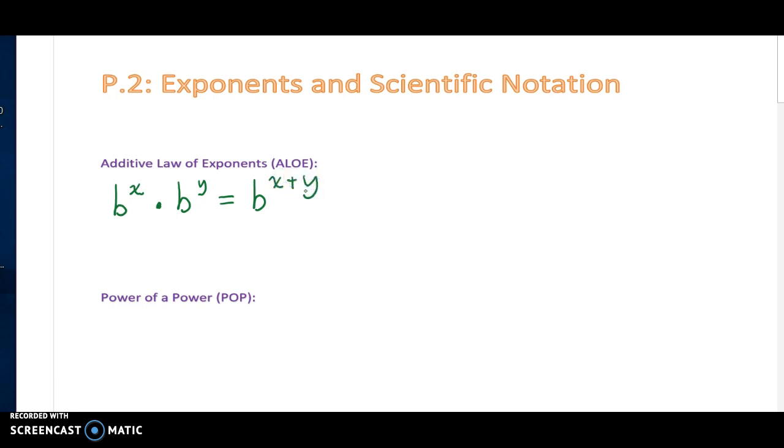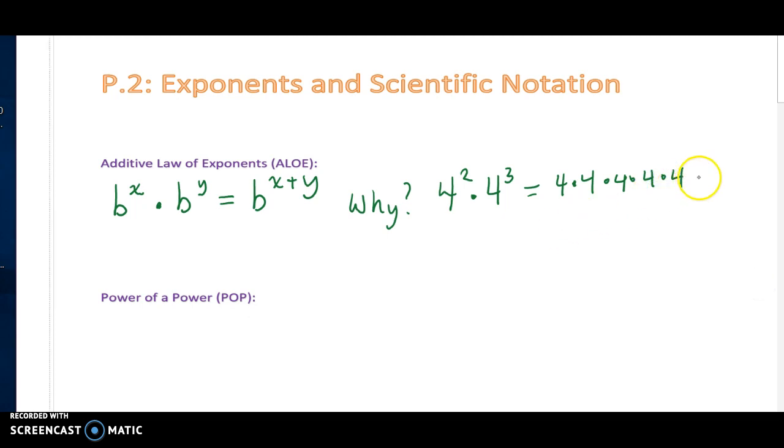Now, why the heck does that work? Let's check it out. So let's say I have 4 squared times 4 to the third. That's equivalent to 4 times 4 times 4 times 4 times 4, which is 4 to the 5th power. What do you know? All I had to do by ALLO is add 2 and 3. Thank you, exponent law, ALLO.